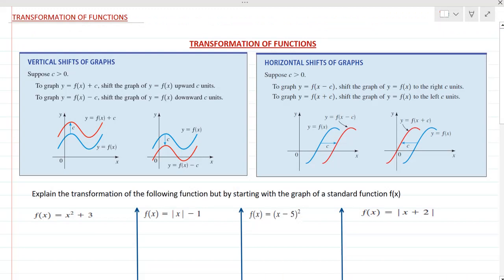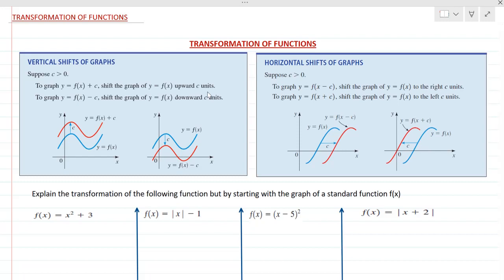In this video, we are going to discuss the transformation of the function. Here, we are just explaining how the graph is shifting. So here, there is an example of the vertical and horizontal shift.